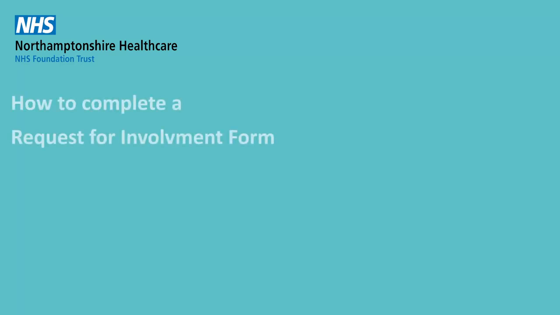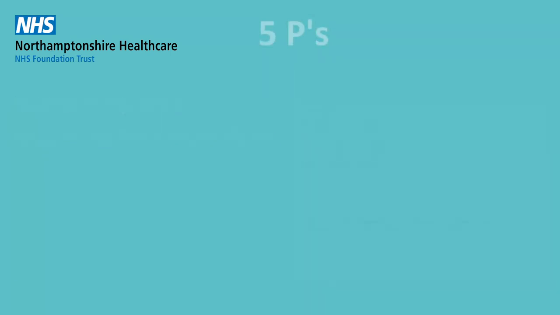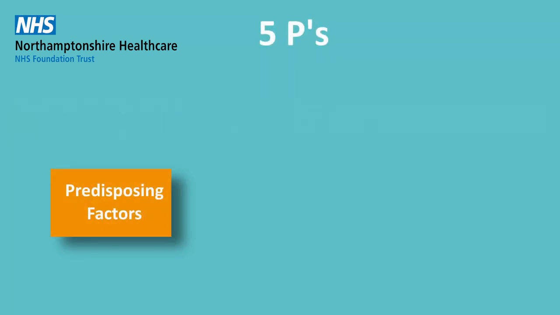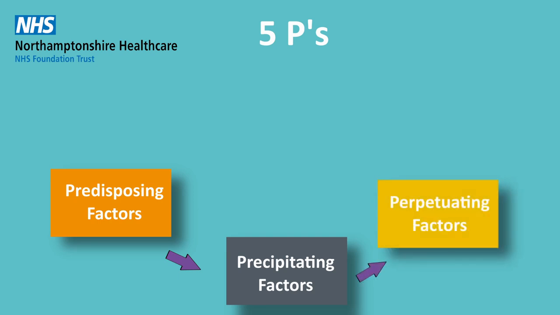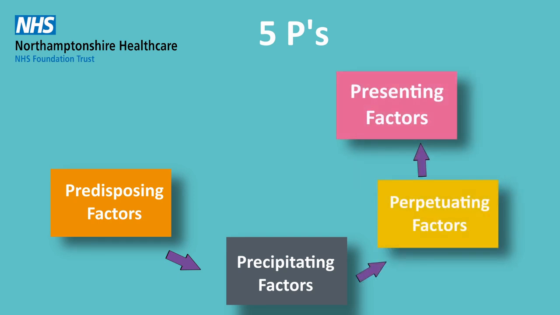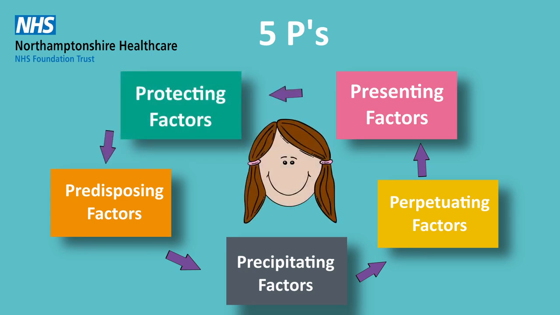In this video, we will run through how to complete the Request for Involvement form. We will focus on section 7 as this is heavily focused on the 5 Ps. The 5 Ps are predisposing factors, precipitating factors, perpetuating factors, the presenting problem, and protective factors. These are important as they help us understand the young person and work out if we are the right service for them. We will now describe what these terms mean and where the information should go on the form.